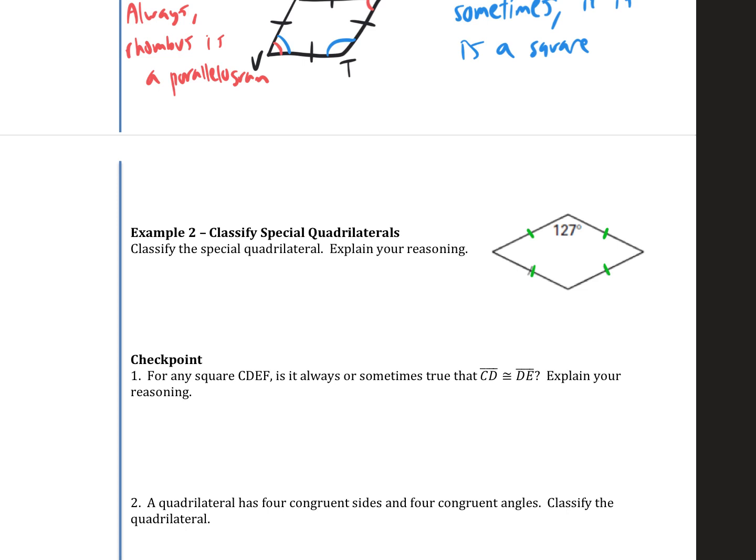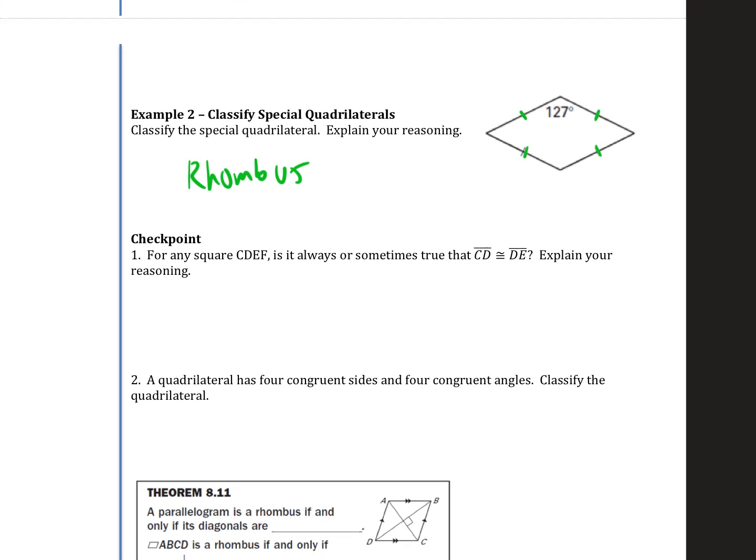Is there anything else that would help us with this? Well, the 127, it's not a square because they have to be all 90-degree angles. So for this one, it's going to be a rhombus. That's the most specific name we can use for this, okay? All right, so why don't you guys go ahead and do the checkpoint, see how you do.